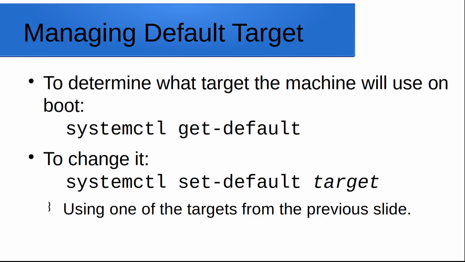If you want to change what the default is, you use systemctl and then set-default, and then the target being one of the ones on the previous slide, right? And that will modify it. So if you've got command line only, you want it to set to boot into GUI, that's great. Or maybe you configured it as a graphical system and now it's just going to be a server.